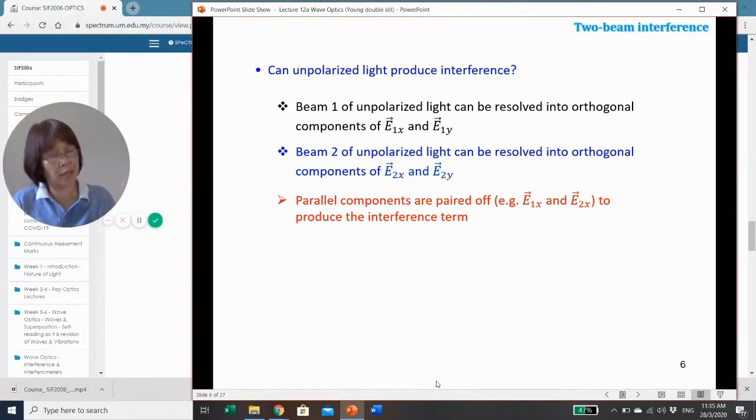Well, it is possible, because beam 1 can be unpolarized light. We'll learn more about this in polarization of light. It can be resolved into the orthogonal X and Y components, and beam 2 also can be resolved into its orthogonal components E2X and E2Y. So by pairing the parallel components, it can produce the interference term.